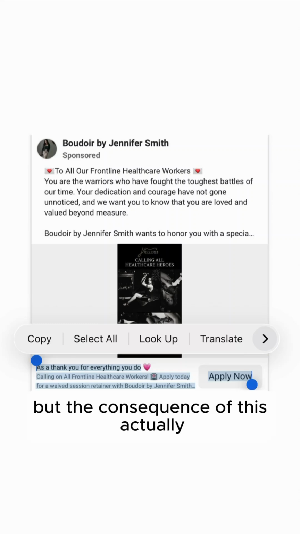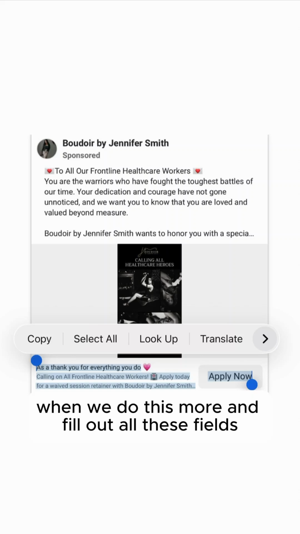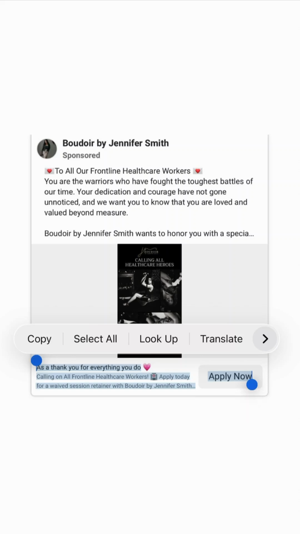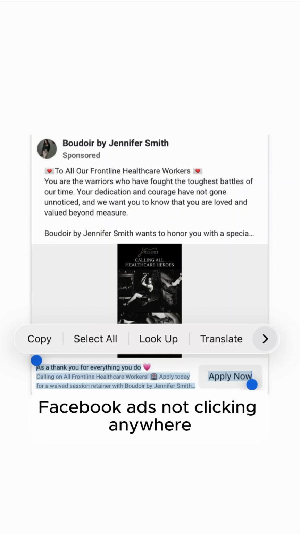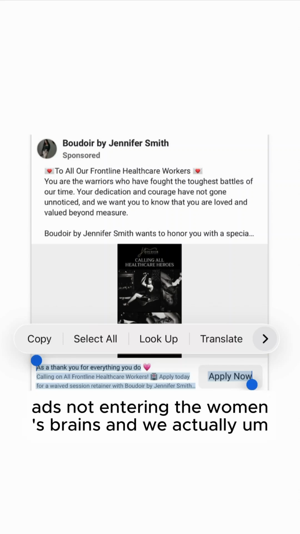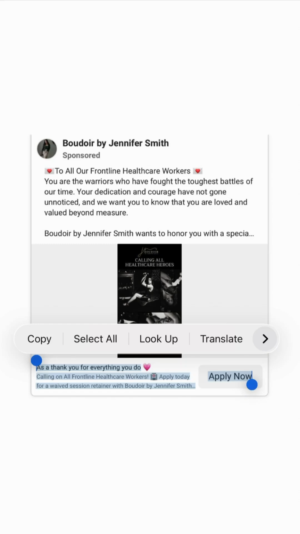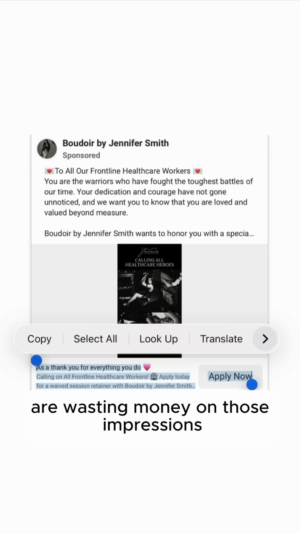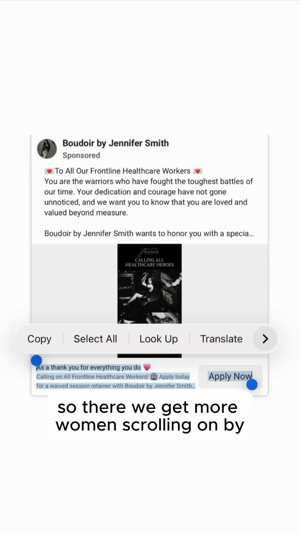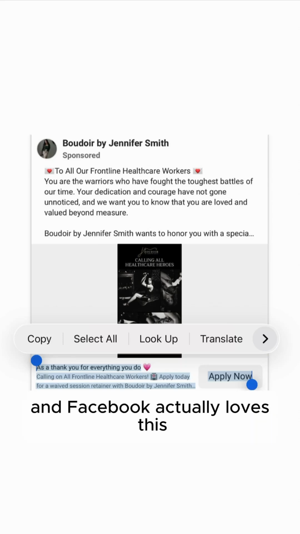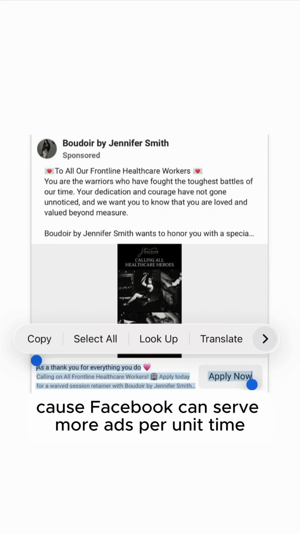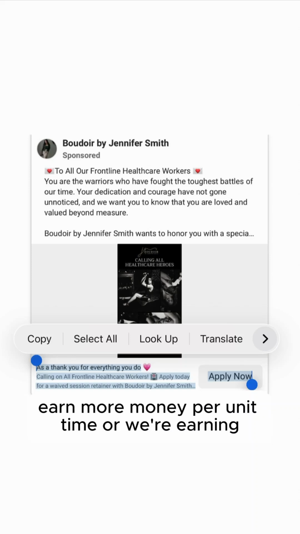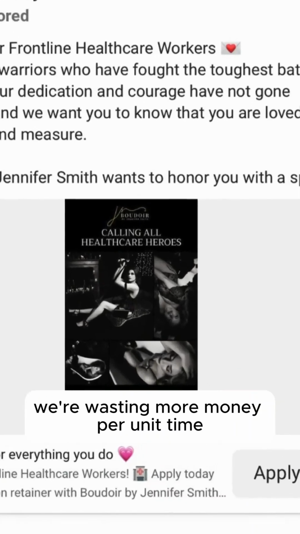But the consequence of this, actually, when we fill out all these fields, is more women are scrolling by our Boudoir Facebook ads, not clicking anywhere, ads not entering the women's brains, and we are wasting money on those impressions. So we get more women scrolling on by, fewer women clicking on our ad. And Facebook actually loves this because Facebook can serve more ads per unit time, earn more money per unit time, where we're wasting more money per unit time.